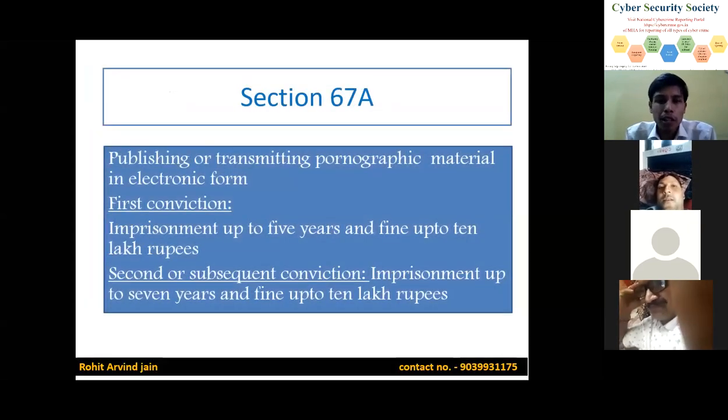The another section is section 67A, which deals with the publishing and transmitting of pornographic material.